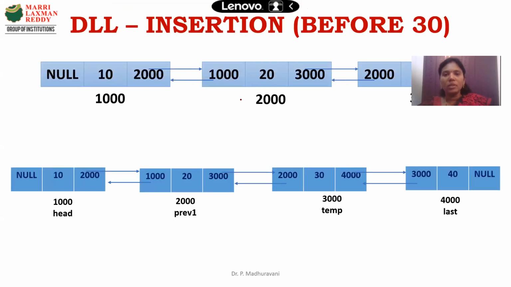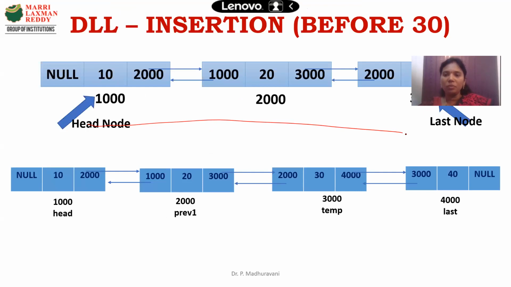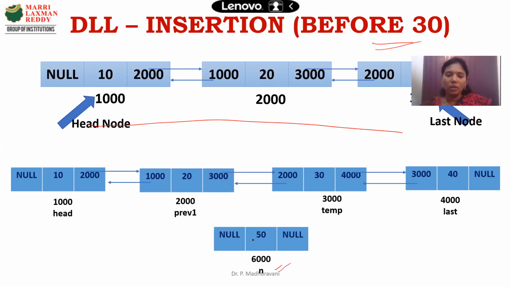Let us discuss inserting a new node before the given element. Take the same example of a doubly linked list with 3 nodes. The first node, as usual, is referred to with the name head, and the last node with the name last. Now insert a new node before the element 30. Just create a new node and refer to that node with the name n. The data here I am assigning is 50. The next part is null and the previous part is null.